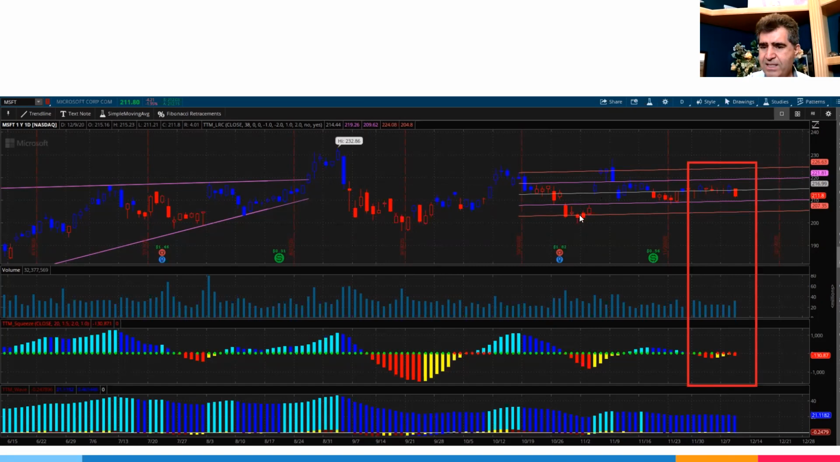For instance, here you notice we're in the second standard deviation right now. And then you notice the red bar turned to yellow. What that means is, the red bar obviously tells us there's selling pressure.